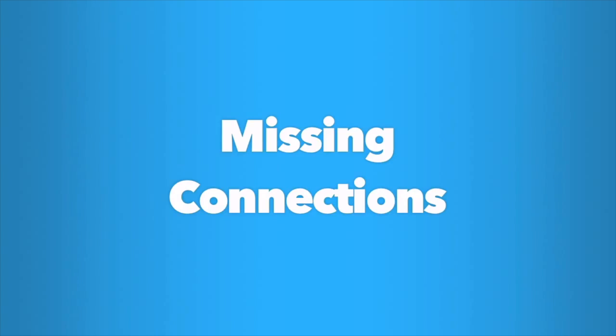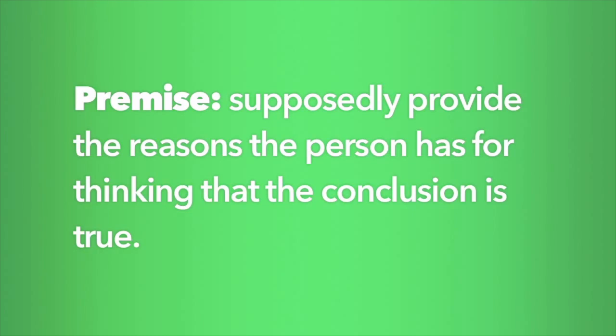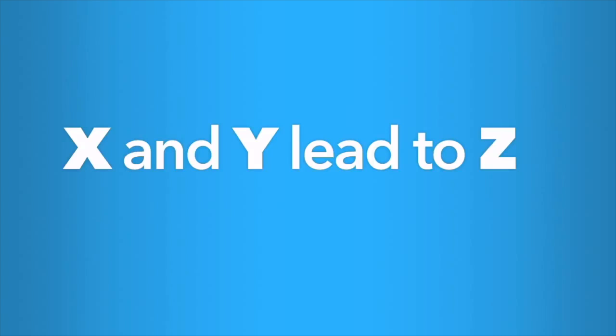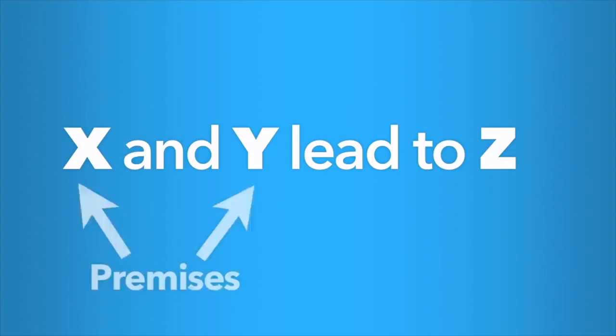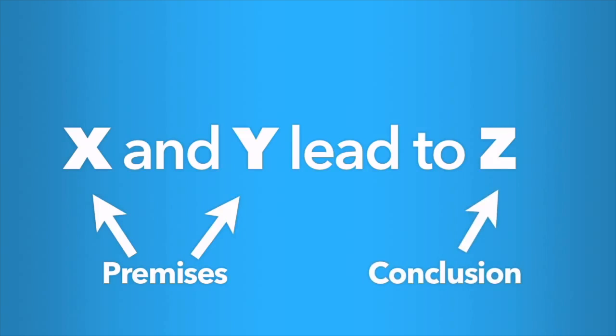Missing connections. The final problem that can make it difficult to evaluate an argument is a missing connection between the premises and conclusion. Identifying connections is part of correctly identifying premises and conclusions. Remember that premises provide the support for a conclusion. They are the reasons for believing assumptions are connected to a conclusion in a certain way. When someone says X plus Y and therefore Z, we know that X and Y are premises that cause Z to be the conclusion. But the connection between different claims in an argument is not always obvious. So much so that it can be hard to tell which statement is the premise and which is the conclusion.